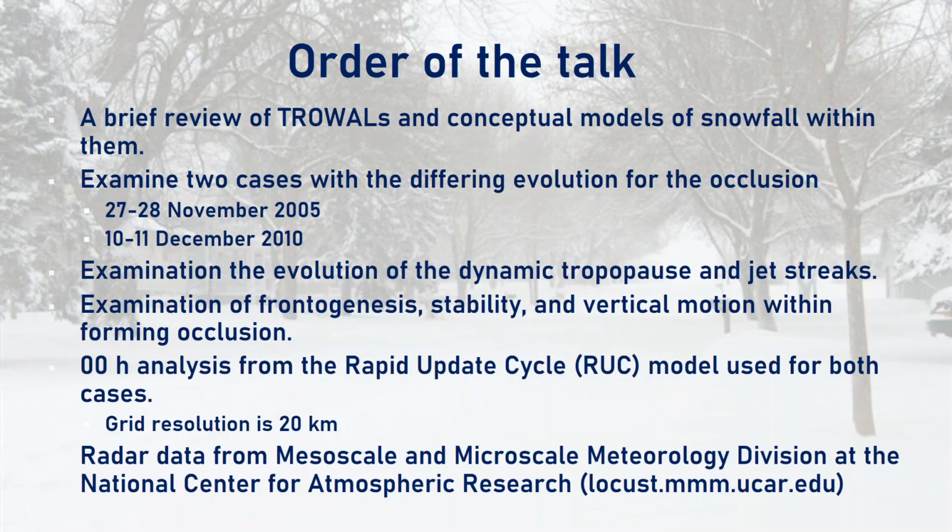So we're going to examine the evolution in both storms of the dynamic tropopause and of the jet streaks, and look at the differences in the synoptic scale with these two storms initially. And then we'll go down into the mesoscale and look at frontogenesis and stability and vertical motion within the forming occlusion. So we're going to start before the storm starts occluding and go through the occlusion process. For all of this, I'm going to use a 0-hour analysis from the RAP, so that basically they have the same basic physics, the same analysis scheme and the same grid spacing, which is 20 kilometers in this case. You'll see a little bit of radar imagery initially with these storms that I got from NCAR.